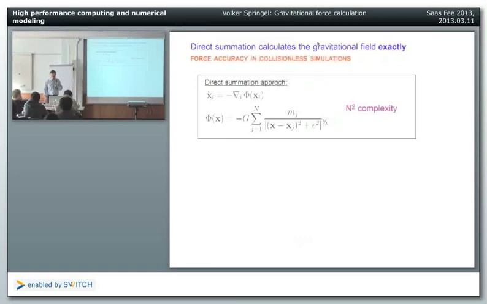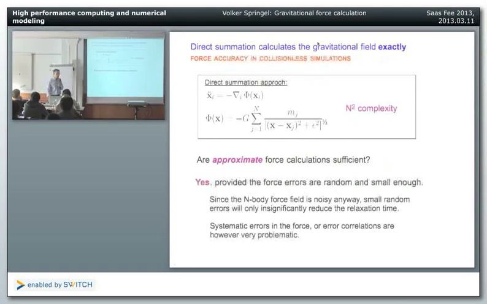To a large extent, the reason why these people have still not reached very large particle numbers compared to cosmology is because they have to attack this force calculation more or less exactly, or at least with far fewer approximations. The question then is, do you really have to do this exactly, or are approximate force calculations sufficient?